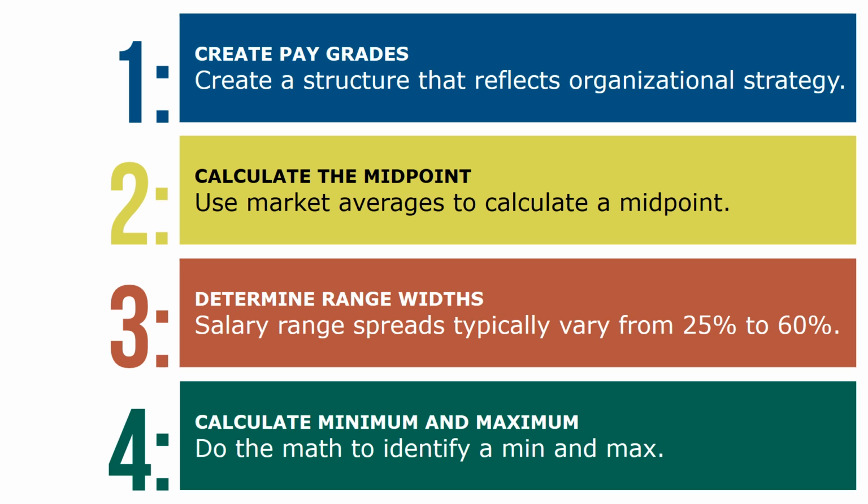Here are 4 easy steps to establish grades and ranges for your compensation plan. First, create pay grades, where we create a structure that reflects organizational strategy. Second, we calculate the midpoint. We use market averages to calculate that midpoint. Third, determine range widths. Salary range widths typically vary from 25 to 60%. And fourth, we calculate our minimum and maximum. We do the math to identify our min and our max.